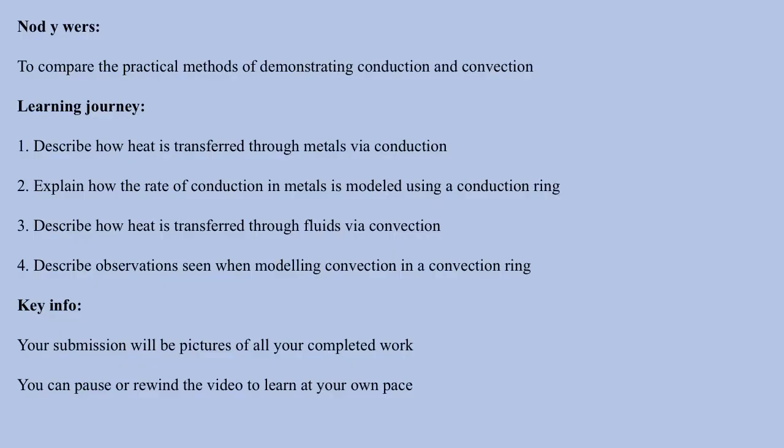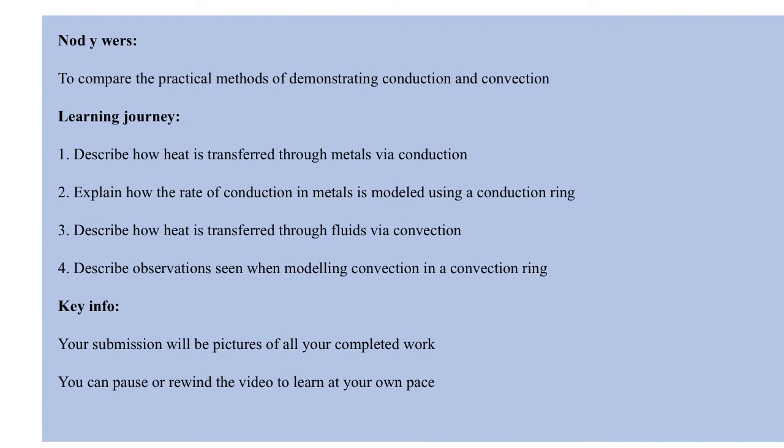Our learning objective today, then, is to compare the practical methods of demonstrating conduction and convection. To do that, we're going to first describe how heat is transferred through metals via conduction. We're then going to explain how the rate of conduction in metals is modelled using a conduction ring. We're then going to describe how heat is transferred through fluids via convection. And then finally, we're going to describe observations seen when modelling convection in a convection ring.